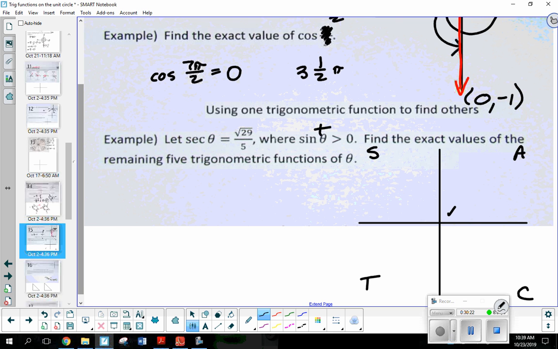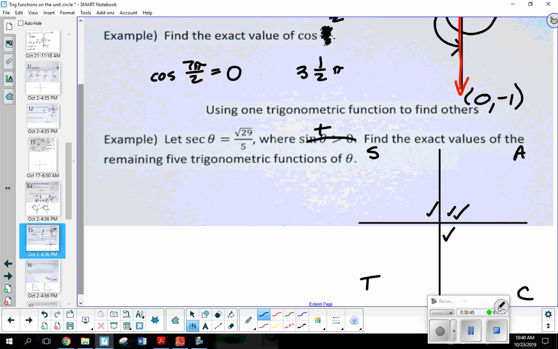It's in the first one and the second one. Okay, so that takes care of that. So now I'm going to switch my attention to secant. Am I given a positive or a negative secant ratio? It's positive because square root of 29 over 5. So in what two quadrants is secant positive? Okay, 1 and 4. So I place a check mark in those.